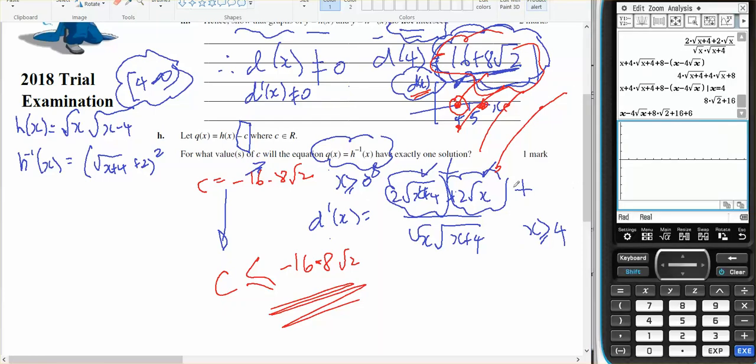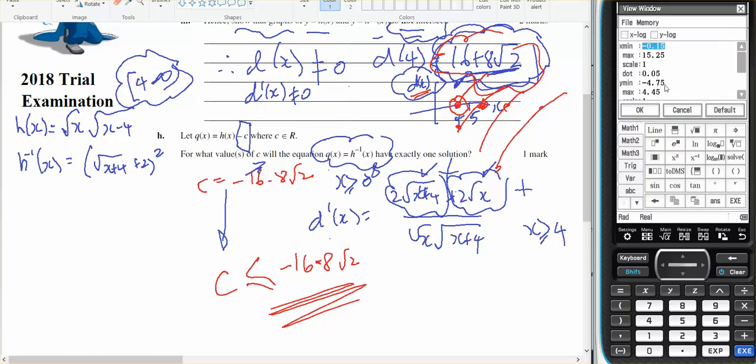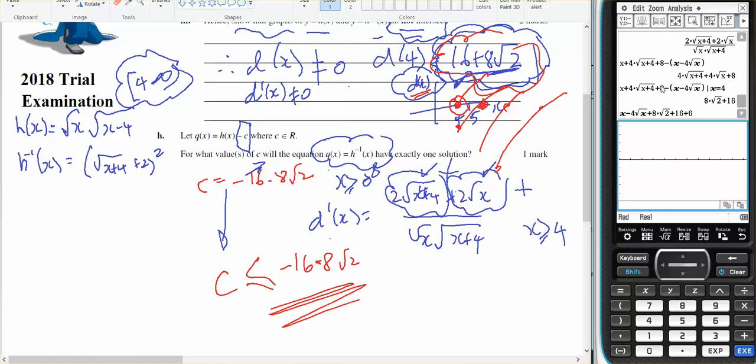Okay, just like to double check that. So, what have I got? I've got my expression of d of x, then I've made x equal to 4, and that gives me my 8 root 2 plus 16. If I was to graph, I might change my window from 4 and bigger. If I was to graph my inverse, and I was to graph my d of x, my h of x, and I go zoom auto.